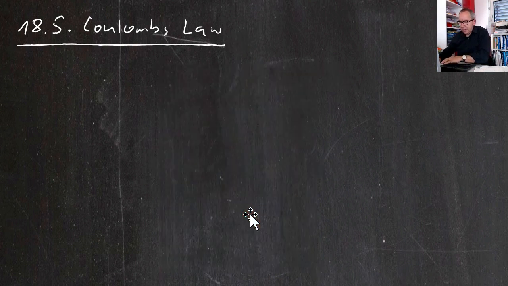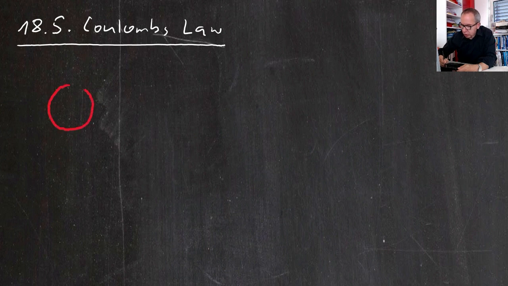So we have learned in the last lesson that if you have two objects, they can attract each other or repel each other. So for example, if you have a positively charged object and a negatively charged object, they will attract. And Coulomb has investigated how big the force in between these two objects is.